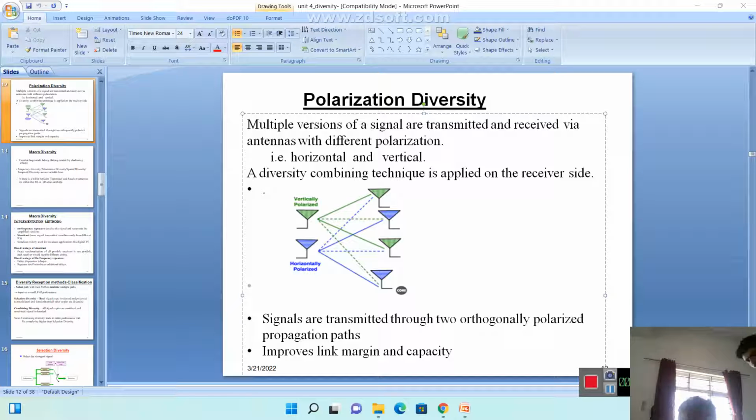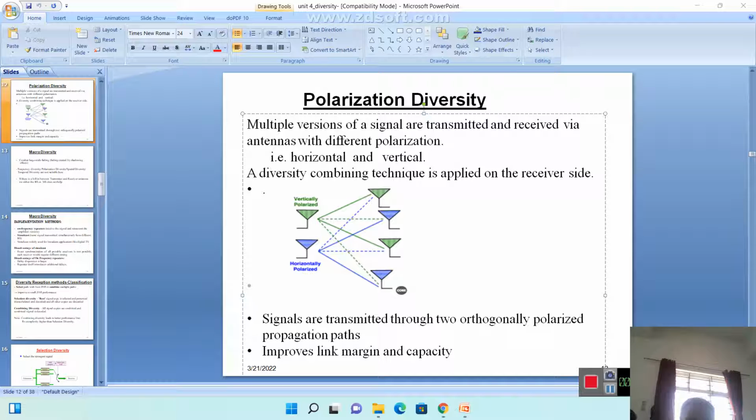So now we discuss polarization diversity. The selection diversity is one part; another type of diversity is polarization diversity. Multiple versions of a signal are transmitted and received via antennas with different polarization: one is horizontal polarization, another is vertical polarization. There are two types of polarization diversity, one horizontal, another vertical.